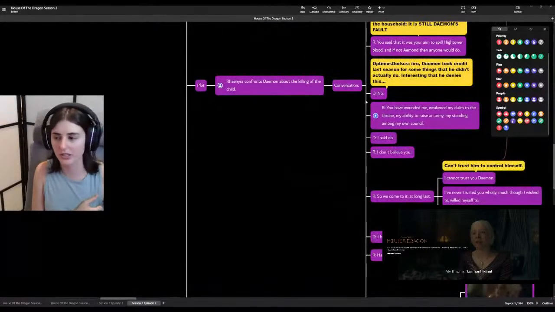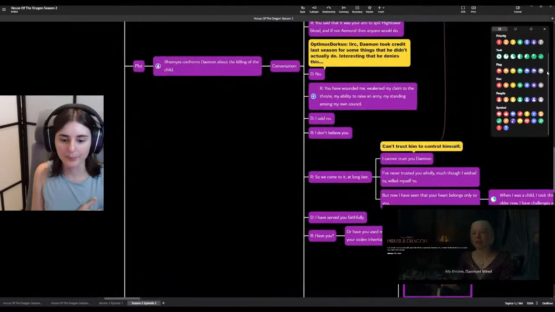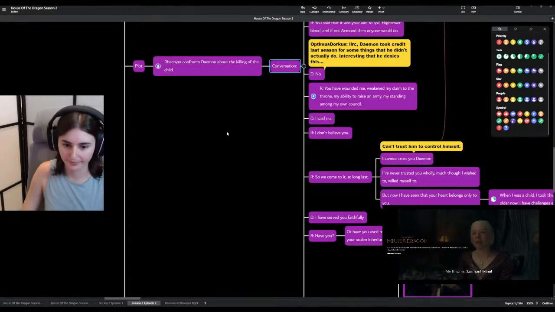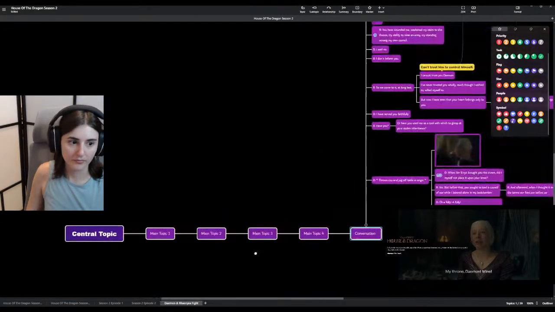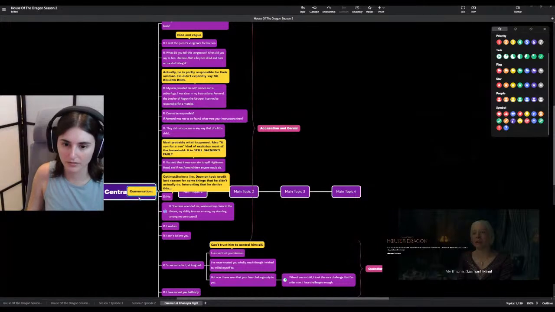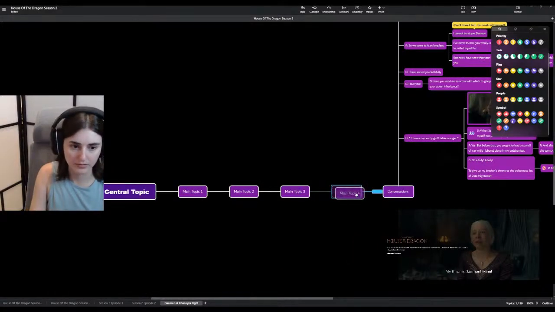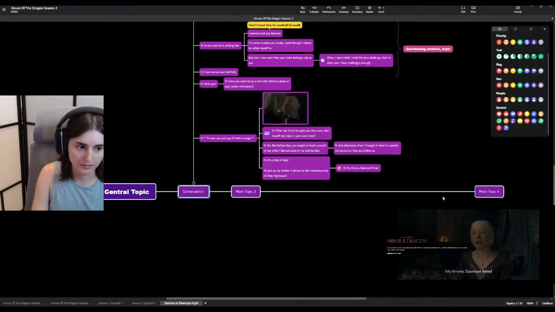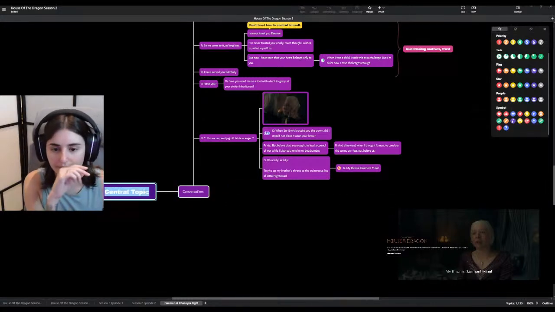So even if I take this conversation out and put it in its own diagram, which I think I will, in which case, actually, let's go here. Daemon and Rhaenyra fight. Okay, let's put you here. Let's copy. Here you go. No, you don't need to be that. Let's move you here. Delete everyone else. There we go.